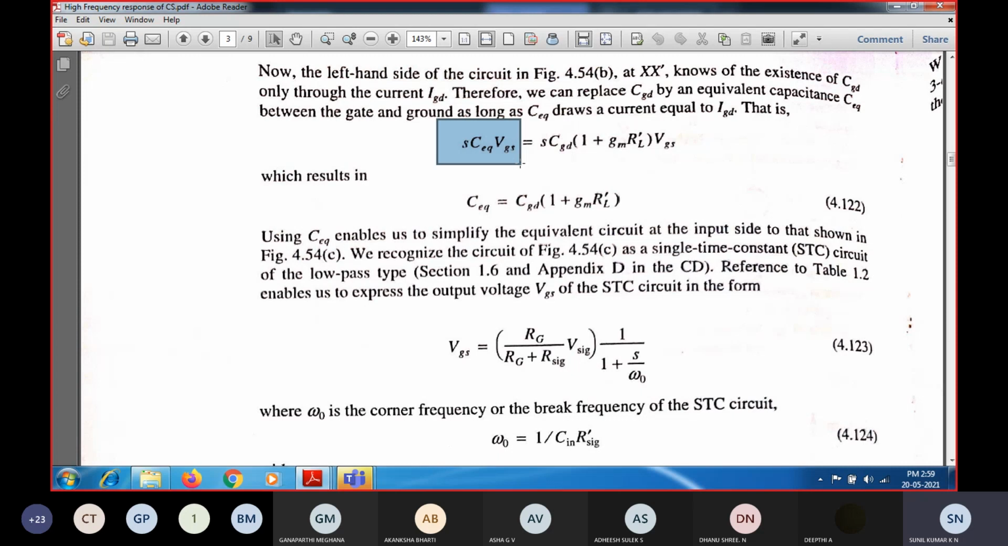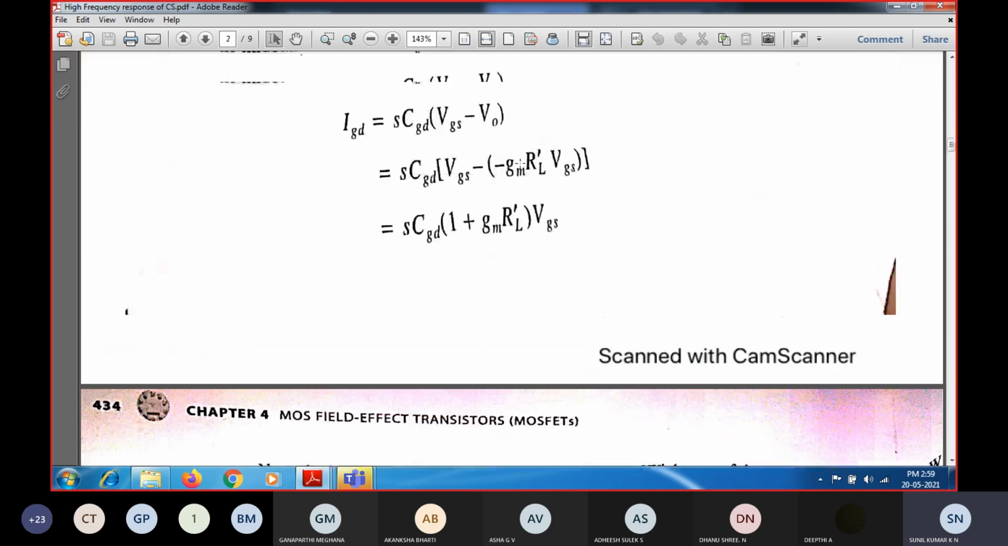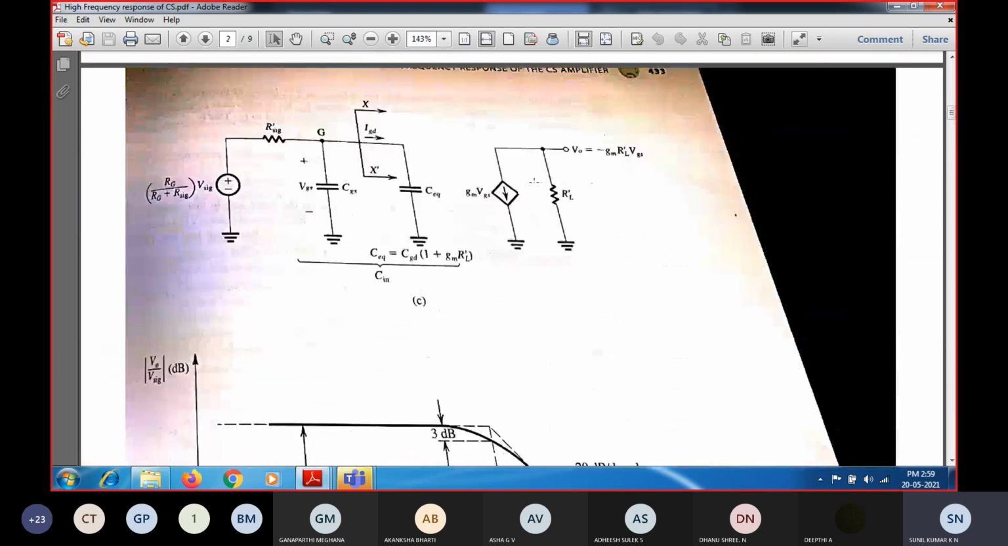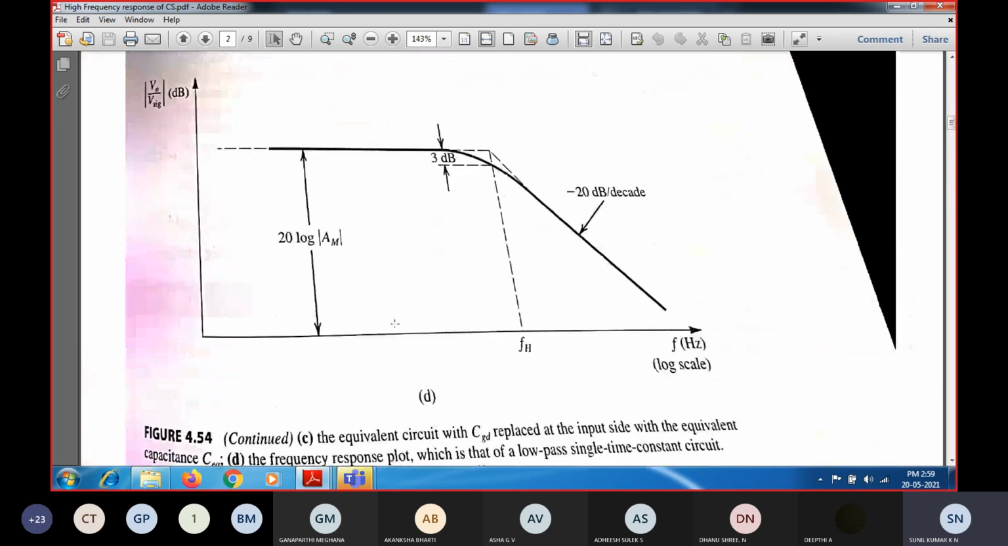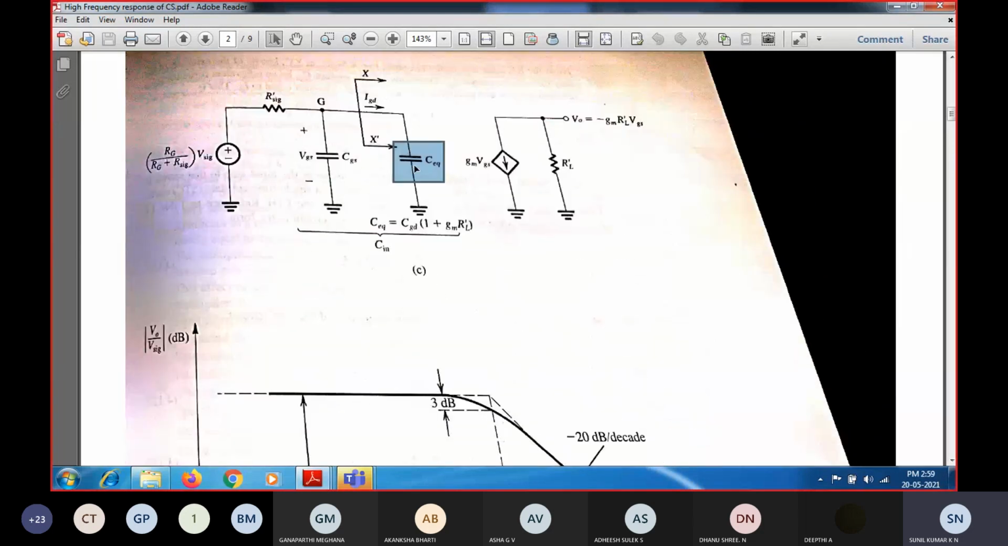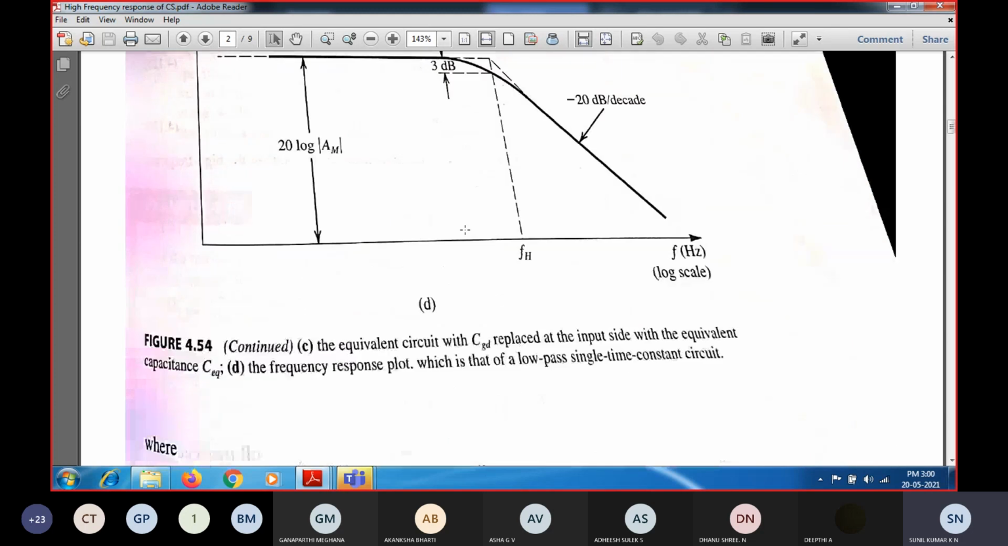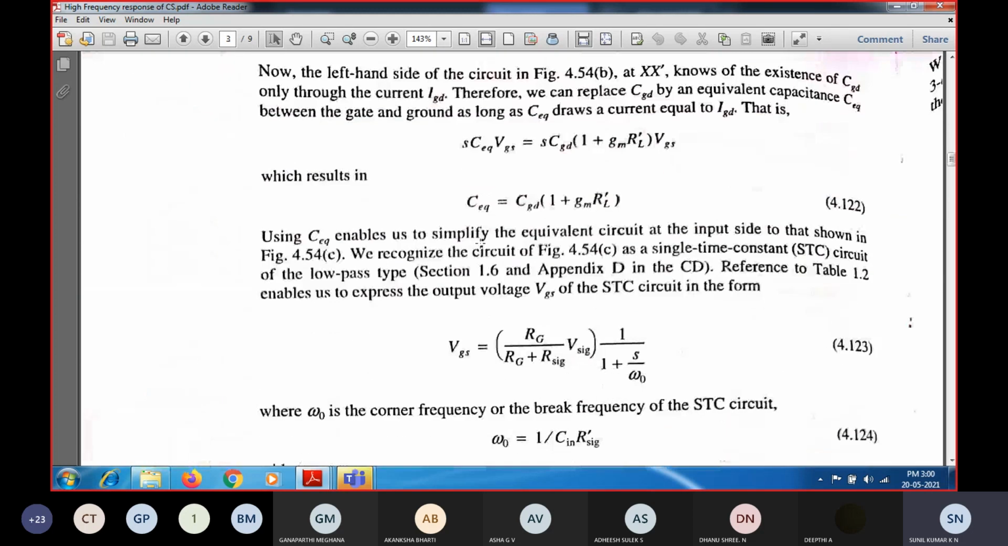In order to calculate the Miller capacitance, it can be calculated by connecting one equivalent capacitance, which is going to draw the equivalent amount of current IGD. We have found IGD, so the same value of the current must flow in the newly added capacitance C equivalent. So that C equivalent value will be equal to what? CGD into 1 plus GM into RL dash. So C equivalent should be equal to CGD into 1 plus GM into RL dash.